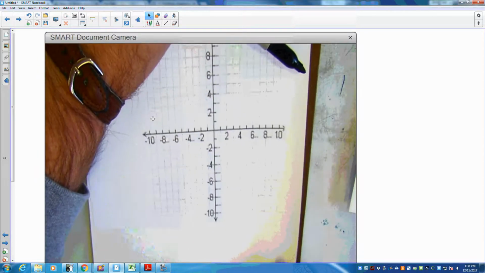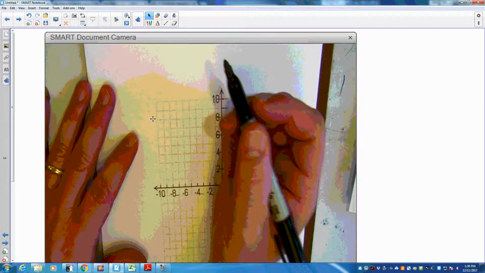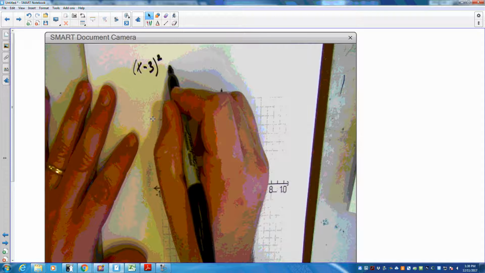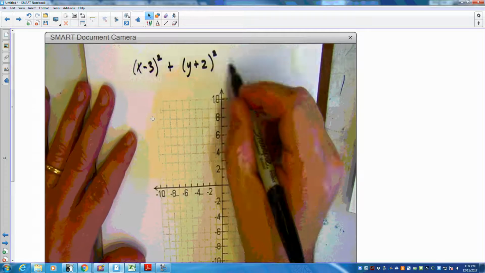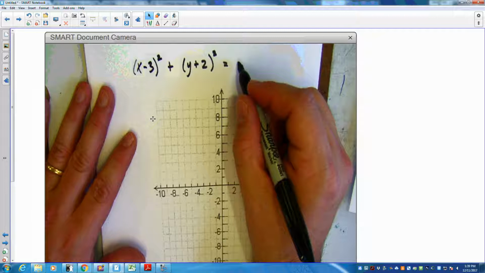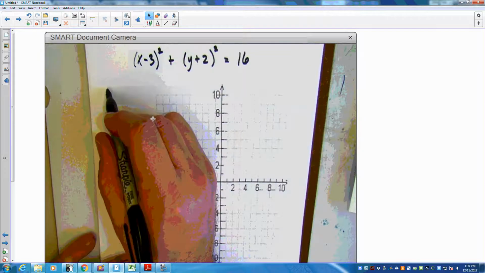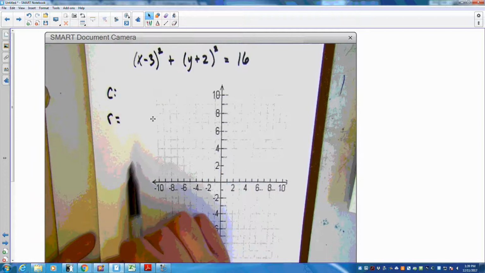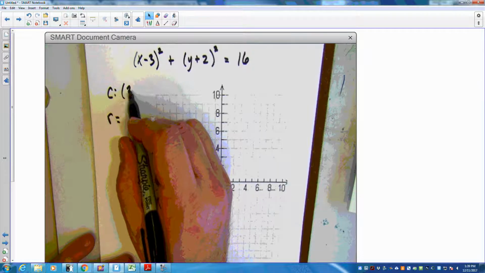Okay, let's graph this one. All right, now before I start graphing this, let's name, I'm going to say C for center and then R for radius. Okay, so what would my center be here? All right, 3, negative 2.